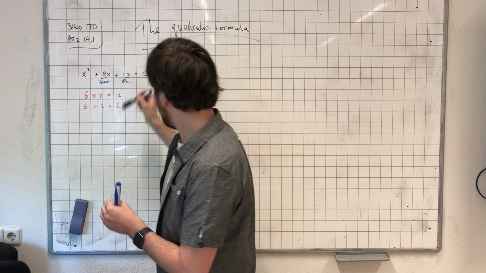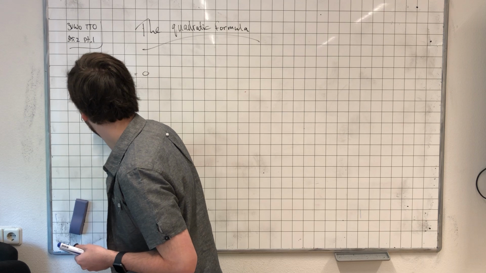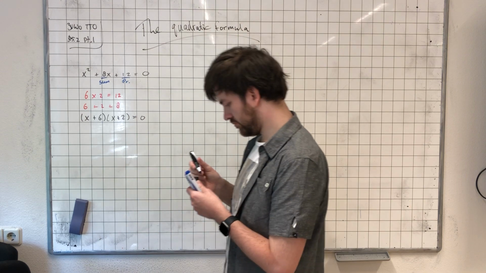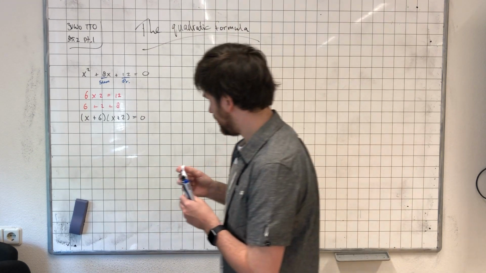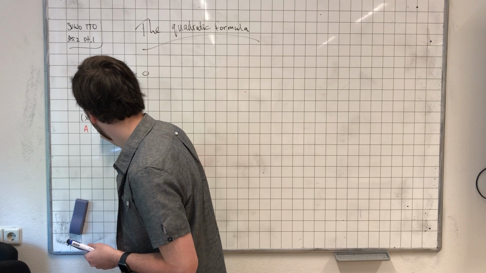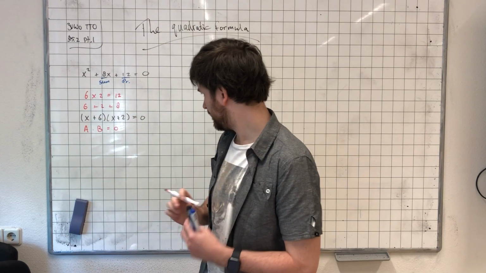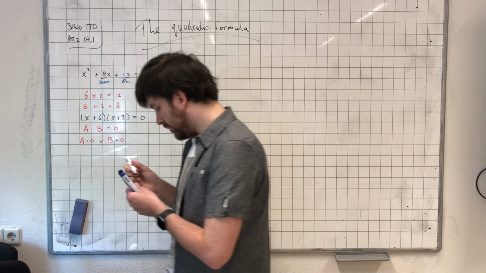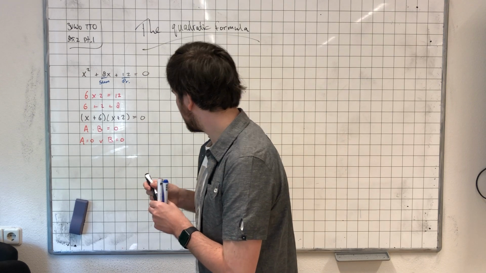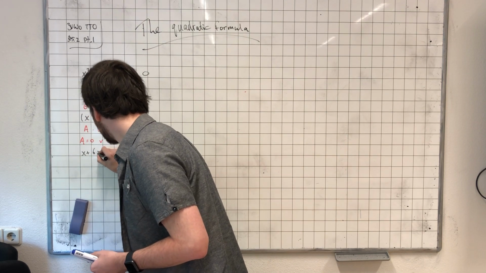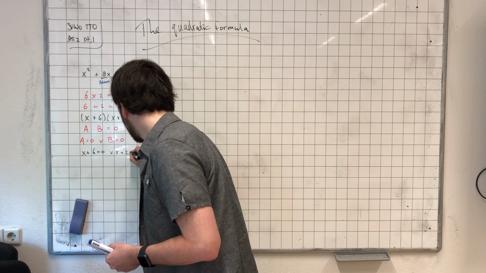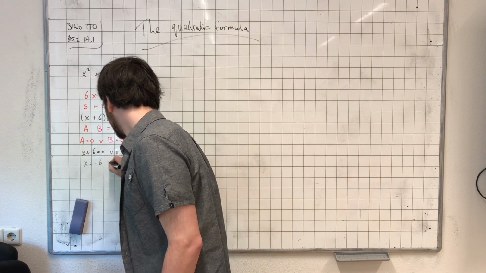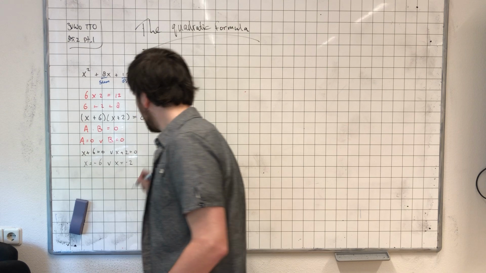So if you factorize this, you'll get x plus 6 and x plus 2 equals 0. And then there was this helpful thing that whenever you have two things multiplied and the answer is 0, then either a is 0 or b is 0, which means that in this case x plus 6 is equal to 0 or x plus 2 is equal to 0, and if x plus 6 is 0, then x is equal to minus 6 or minus 2.